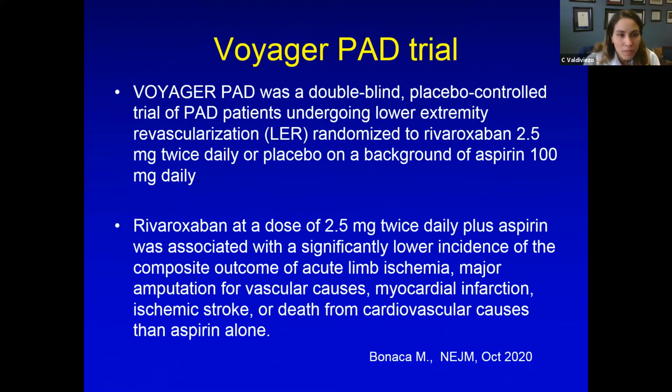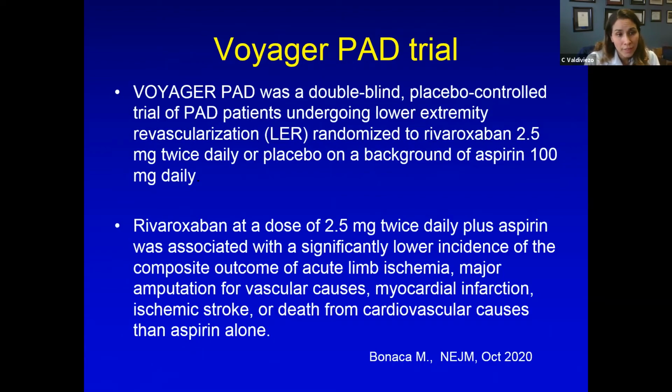Similarly, there was the VOYAGER PAD trial that also was published last year in the New England Journal of Medicine. This trial similarly was a double-blind placebo-controlled trial of patients who had peripheral artery disease and underwent lower extremity revascularization, and they were randomized to rivaroxaban or placebo. All of them had a background therapy of 100 milligrams of aspirin daily.